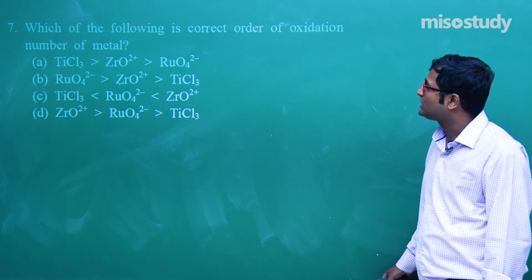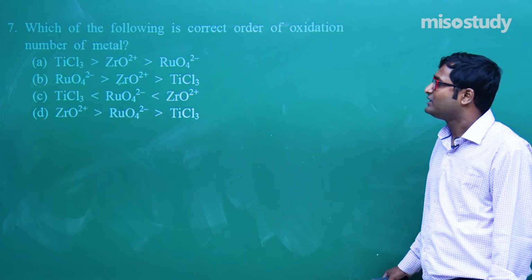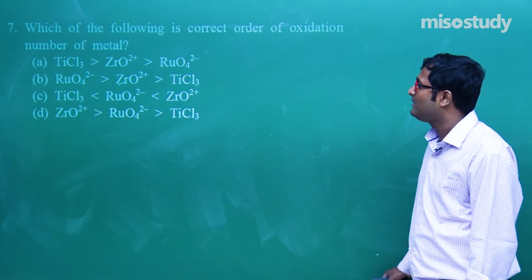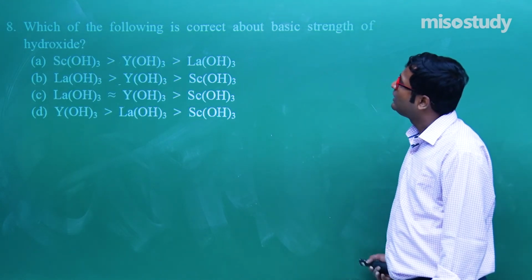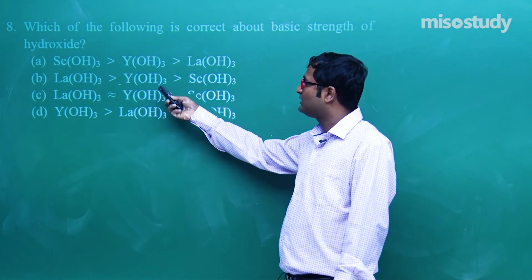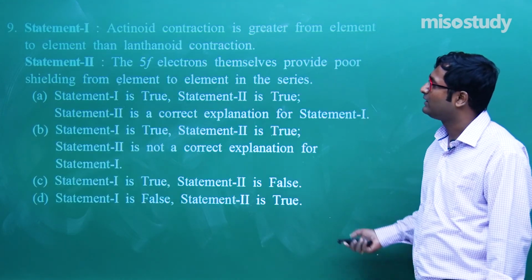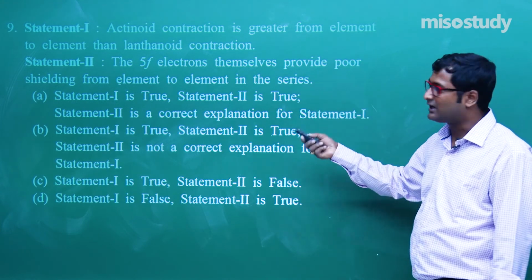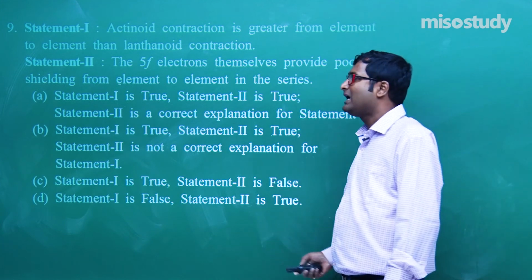Now let's move to question number 7. As I discussed, RuO4 is plus 6 oxidation state, zirconium plus 4 oxidation state and titanium plus 3. So the option is B. Now for question number 8, which of the following is basic, as I discussed, La(OH)3, Y(OH)3 and Sc(OH)3 all. B is the correct option. Now this one is very simple. Statements 1 and 2 both are correct and 2 is the correct explanation of 1. So A is the correct option.